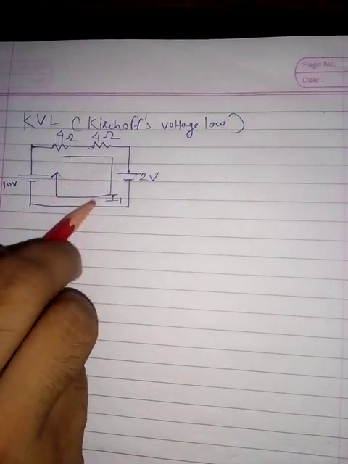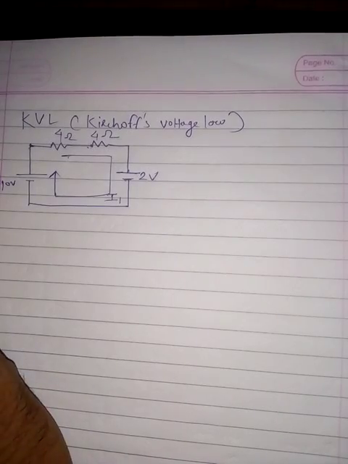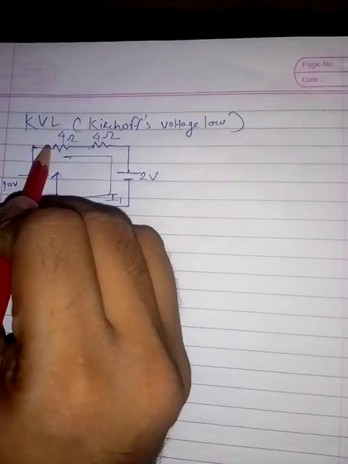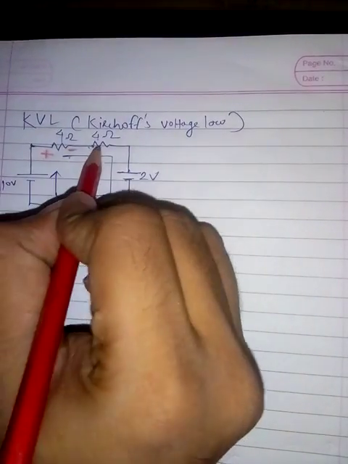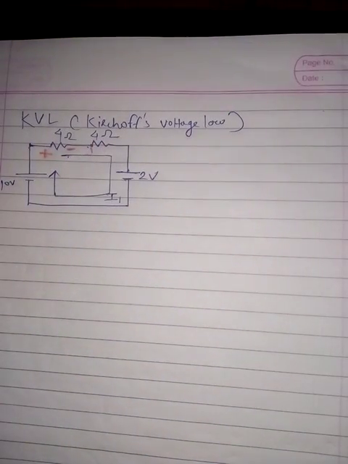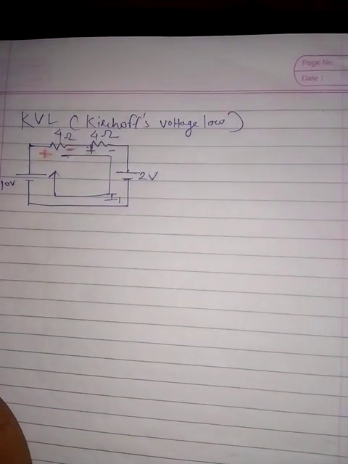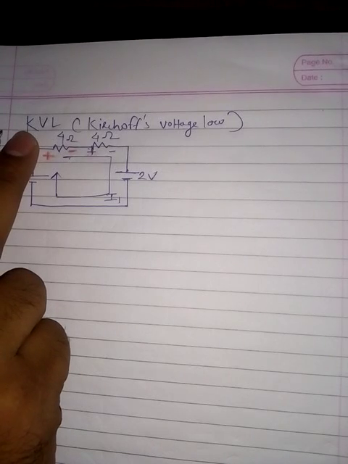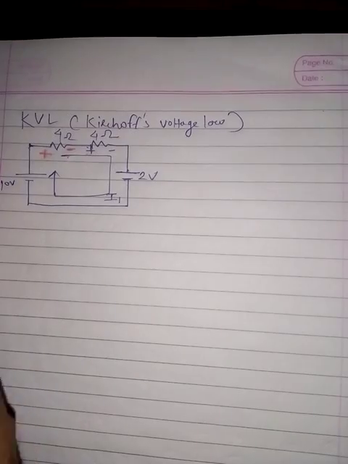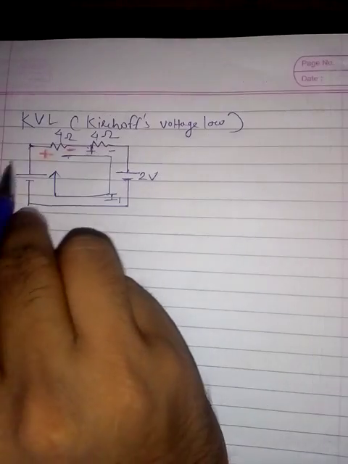Because of this current, and this current is flowing in clockwise direction, the polarities across this 4 ohm are positive and negative. Here also positive and negative. So in this way, depending on the direction of current, we have to assign the polarities across these resistors. Now we can apply the KVL in the same direction, clockwise direction.